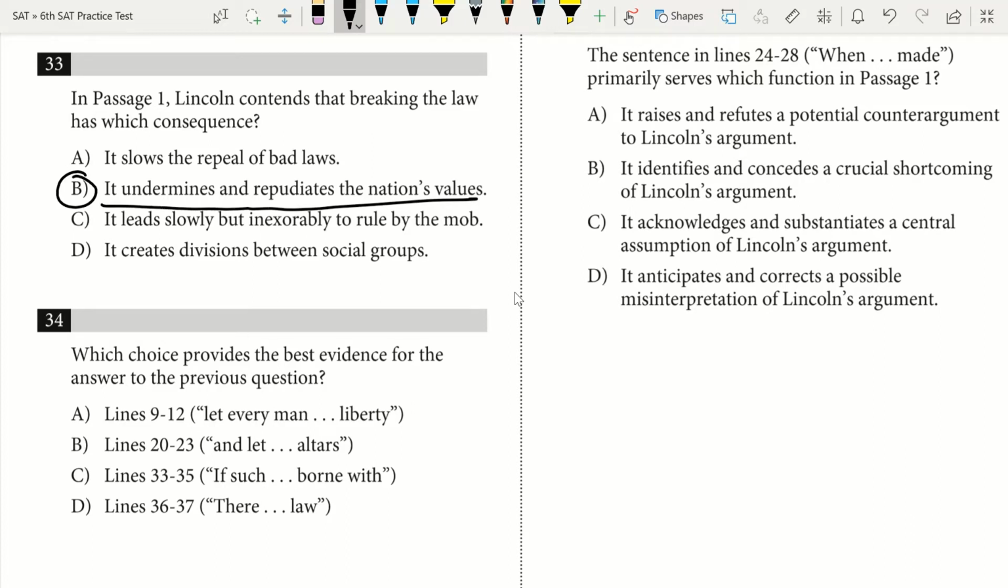He says that it's pretty much trampling on the founding fathers' ideals. It's stepping on your children's liberties. It's really showing that he thinks that it's repudiating and undermining those nation's values, right? The nation's values from those founding fathers.